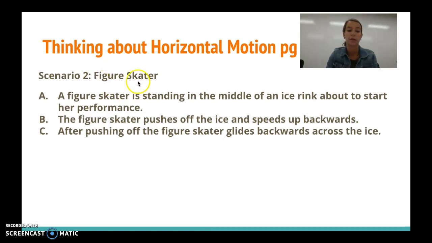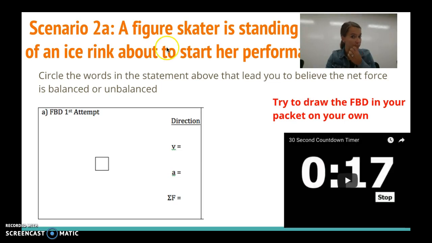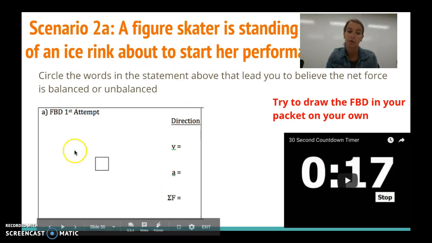Scenario 2 is a figure skater. So scenario A is the figure skater is standing in the middle of the ice rink, not doing anything. Scenario B, she pushes off the ice and speeds up backwards. And then C, after pushing off, she glides backwards. Glides, I would say maybe is a constant velocity across the ice. So top of page 11, go ahead and pause the video, circle a statement up here, and try your free body diagram. So pause now.